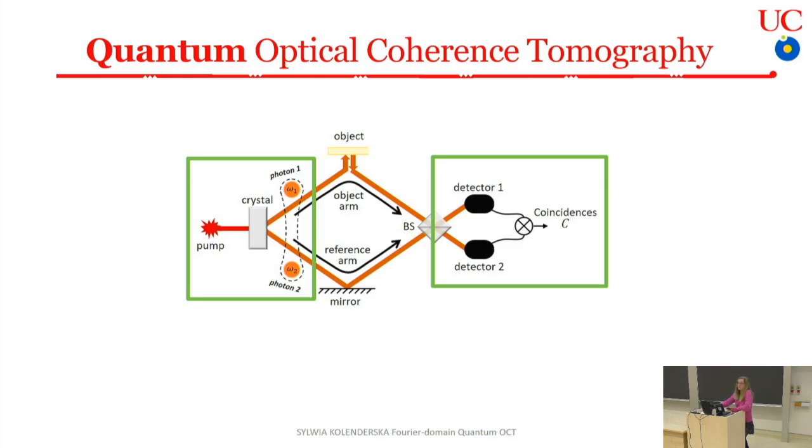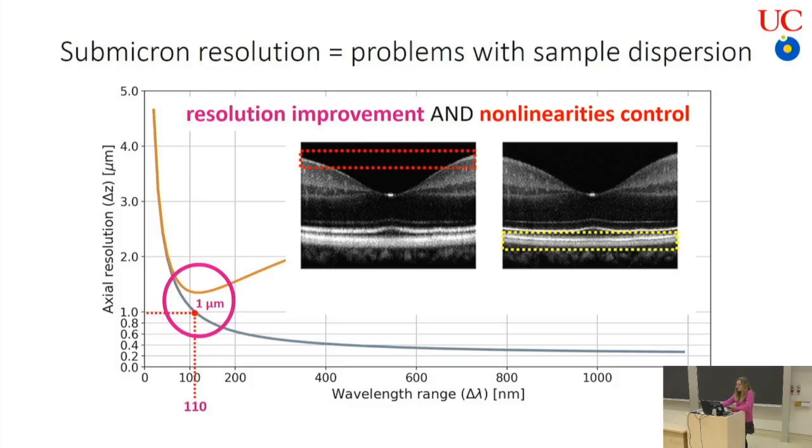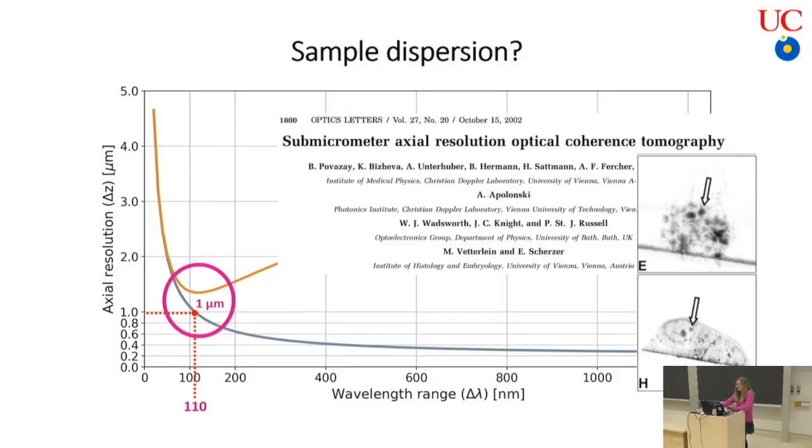Okay, and when you describe this axial resolution plots for this classical scheme, I understand this axial means the resolution in terms of depth. Yes, axial means with respect to the depth of the sample, along the propagation path of the light inside the sample.